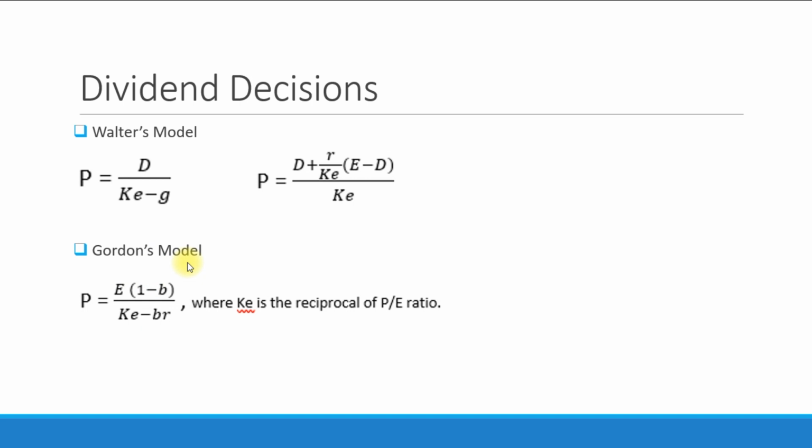The second assumption is KE and R. R is the investments, KE is the cost of equity, and both are constants, where the firm has perpetual life. The third point is the retention ratio. This is also an assumption. Retention ratio B, once decided, remains constant. Thus, the growth rate, which is G equal to BR, is also constant.